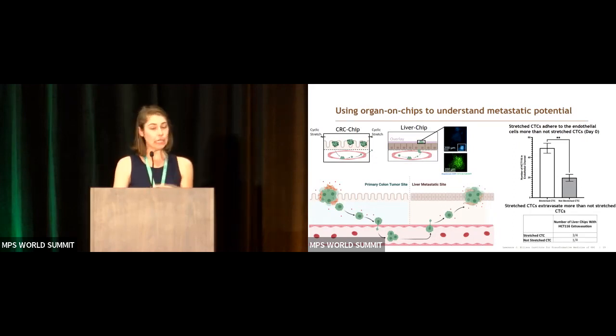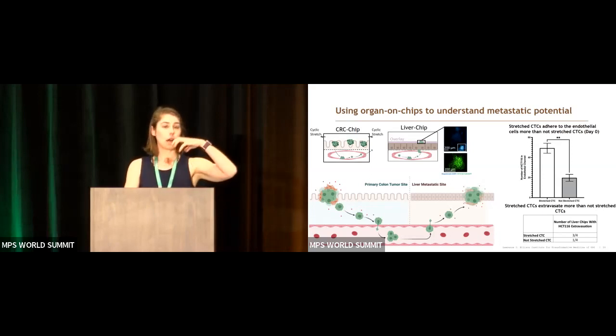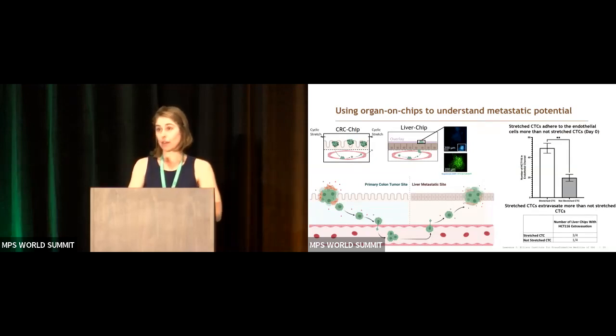In addition, we can start to think about metastatic events by seeing by the end of my experiment how many tumor colonies are in the top channel, the hepatocyte layer of my liver chip. And we can see that when the cells have been stretched before they flow into the liver chip, 3 out of 4 times there's a metastatic event, whereas when the cells are not stretched, only 1 out of 4.